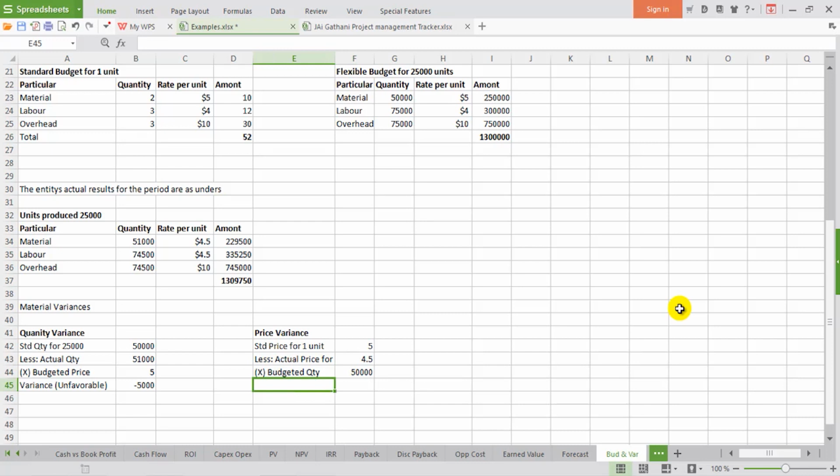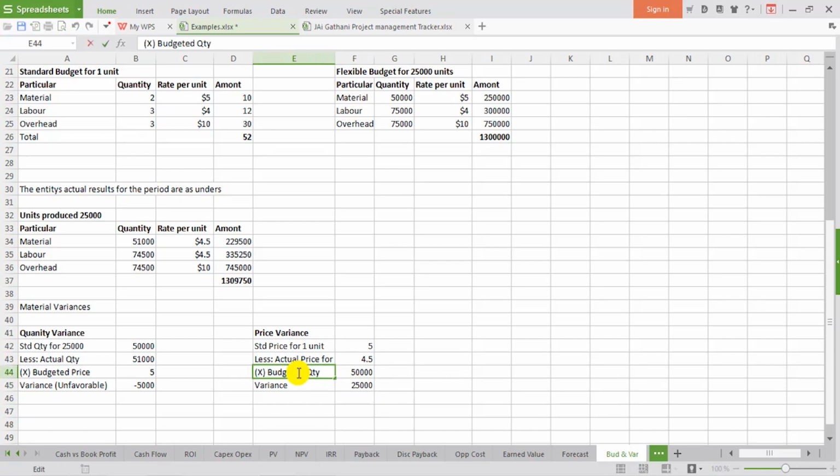Okay, so the variance, obviously you can see that the purchasing manager did a good job, because the product which the company had budgeted for $5, he negotiated down and bought for $4.5. So that's 50 cents of saving for every unit purchased, and that results in a saving over here. So that's how you compute the price variance.